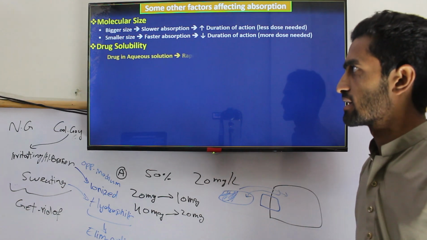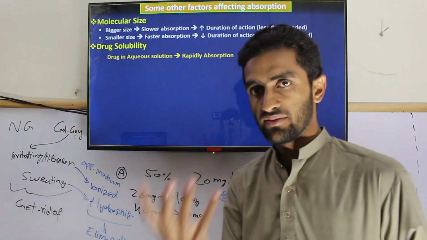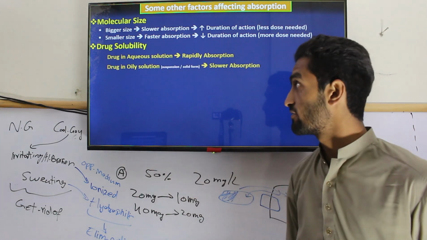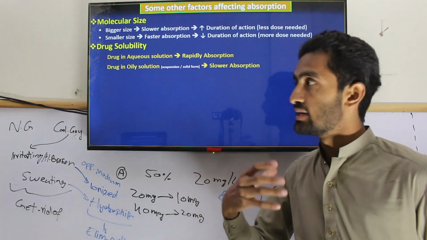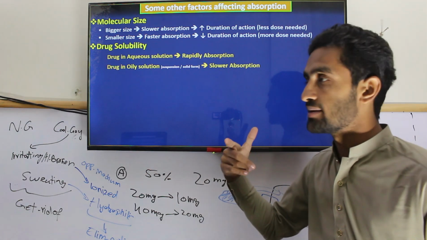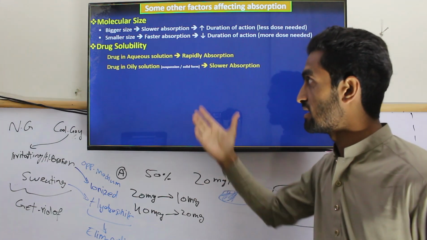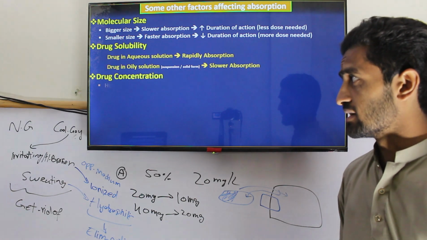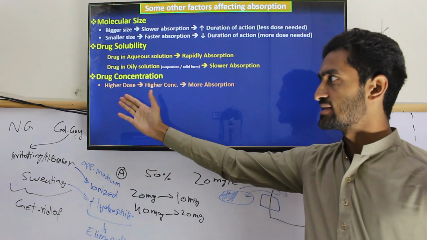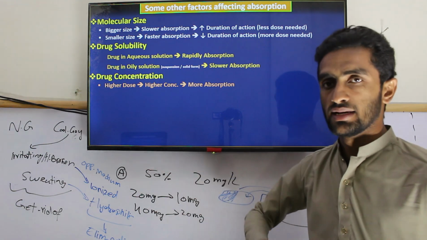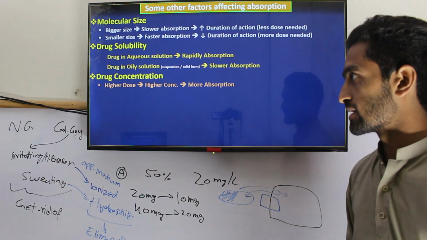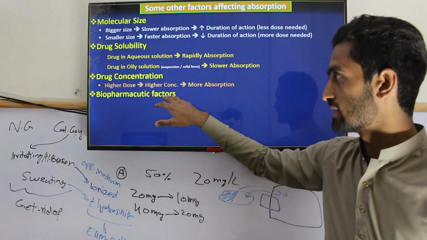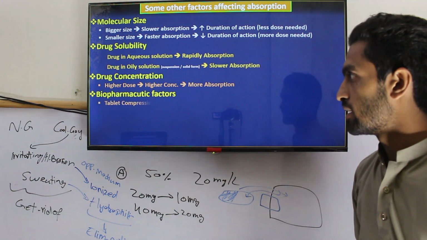Drug solubility: if the drug comes in an aqueous solution, compared with an oily solution, for example suspension or solid form, it is rapidly absorbed. If it comes in an oily solution, like suspension or solid form, it has slower absorption. Drug concentration: the higher the dose, the higher the concentration, and the higher the absorption. Opposite, if you lower the dose, lower the concentration, lower will be your absorption.